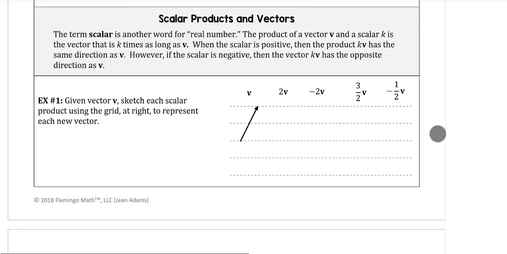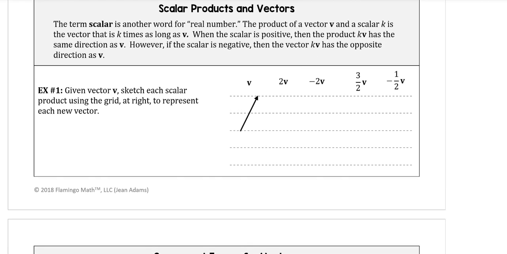Then we have something called scalar products. That's when we multiply a real number times a vector. The product of a vector and a scalar k is a vector that is k times as long as v. When the scalar is positive, the product kv is in the same direction. However, if the scalar is negative, then the vector is in the opposite direction after you multiply by k.